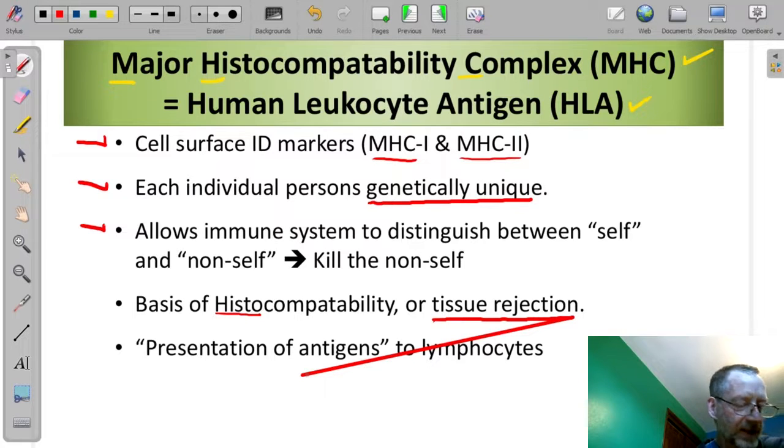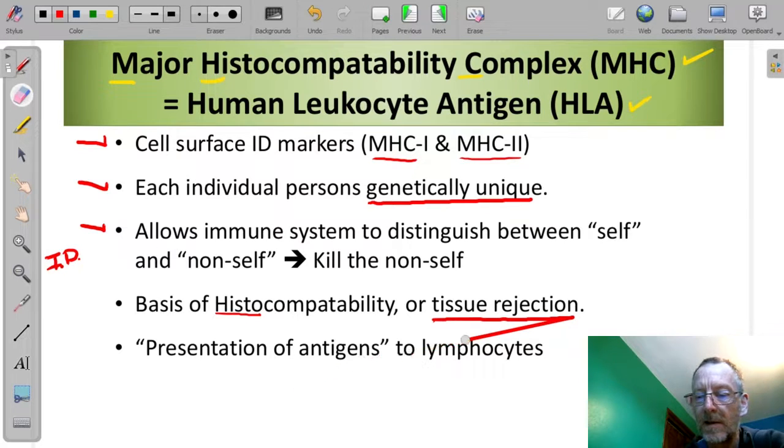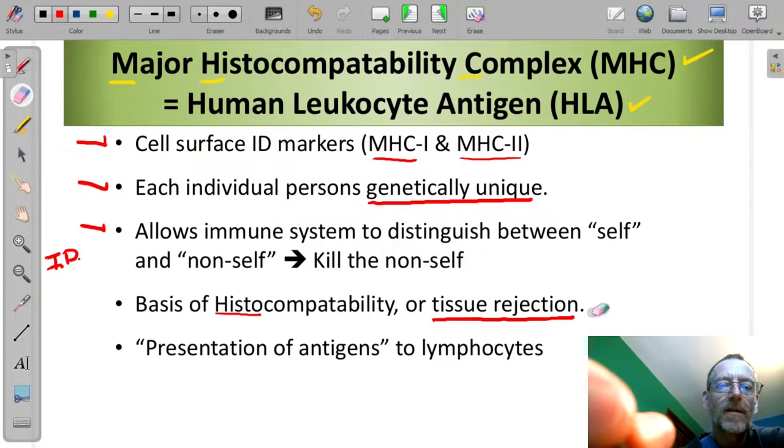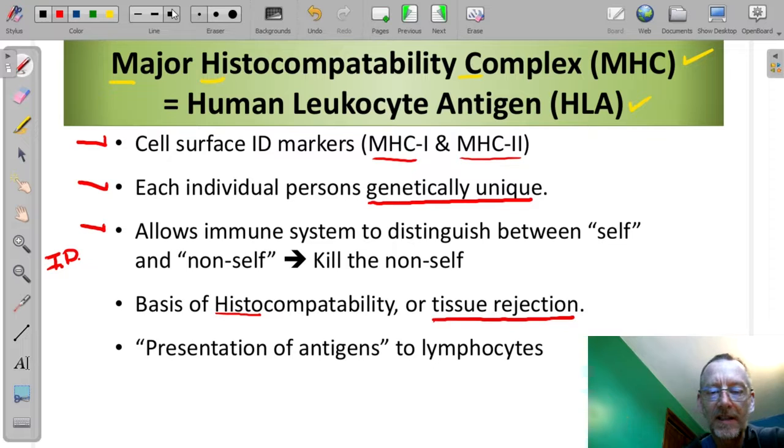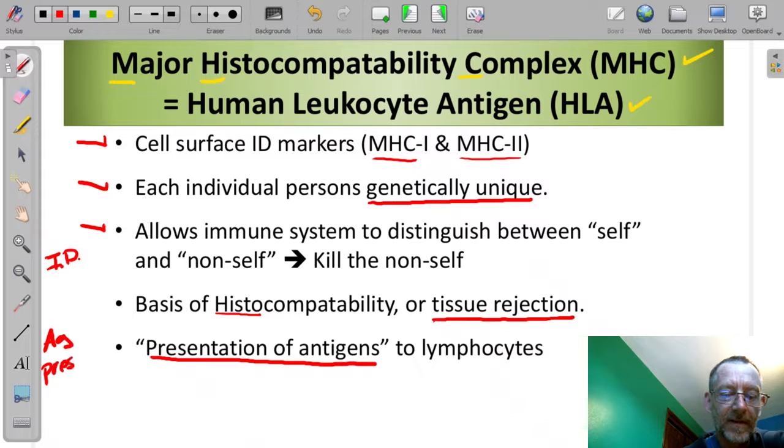So that's one function, to serve as ID markers, to ID cells. And the other function is to participate in antigen presentation, which we'll talk about in this lecture. So, antigen presentation. Those are the two functions of the MHC molecules.